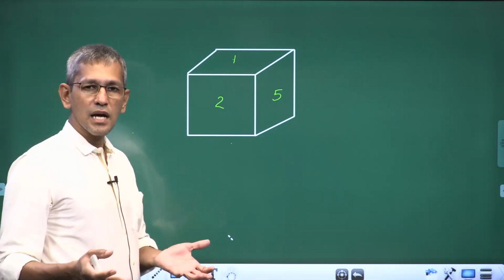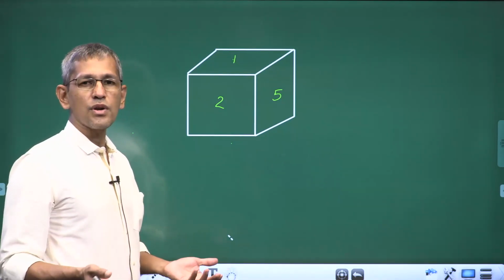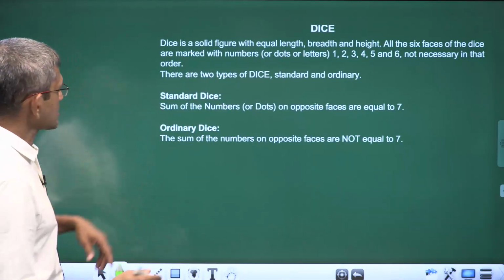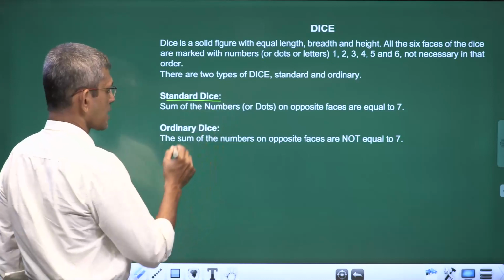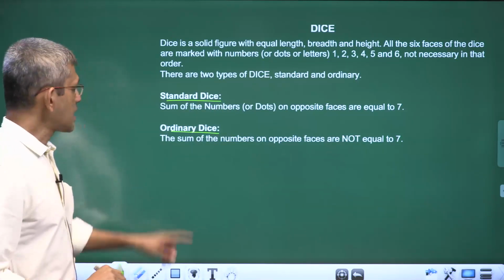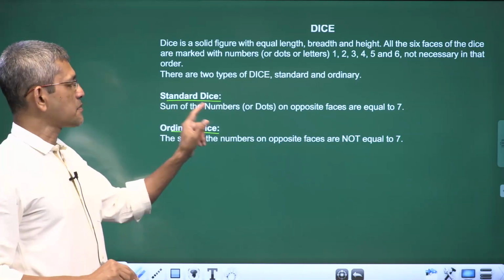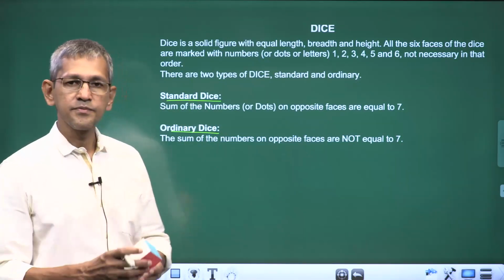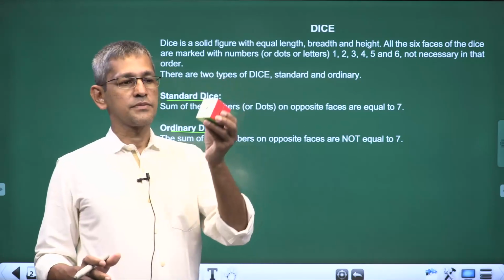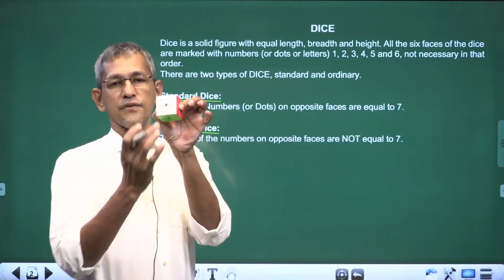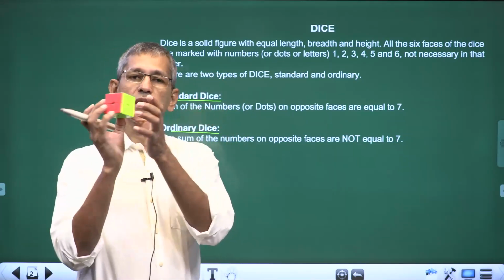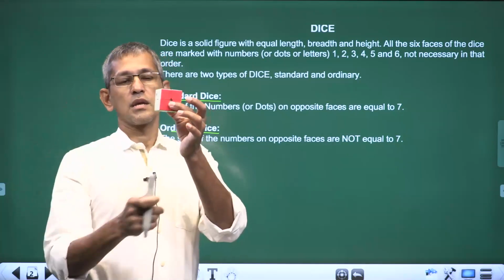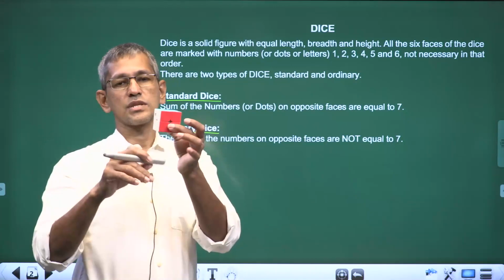But there are 2 types of dice. One is a standard dice and the other is an ordinary dice. So what is the difference between these 2? We'll take a look at this. This is standard dice and this is the ordinary dice. In a standard dice, the sum of the numbers or dots on the opposite faces is equal to 7. For example, let's say this is 5 and the opposite of that must be 2. So 5 plus 2 is 7. Let's say top is 4, then the bottom must be 3. 4 plus 3 is 7.